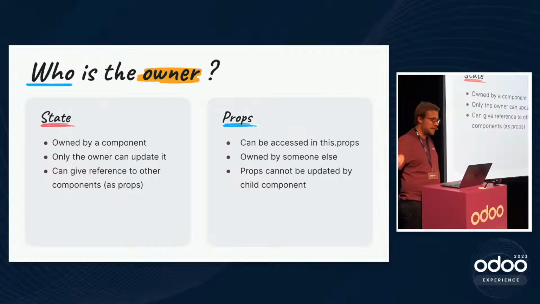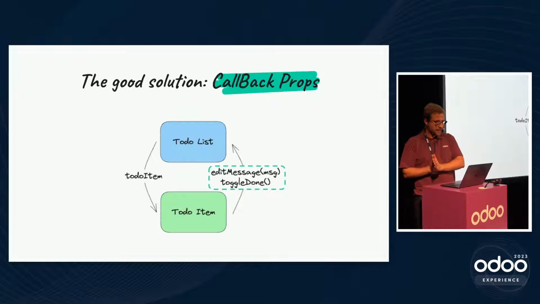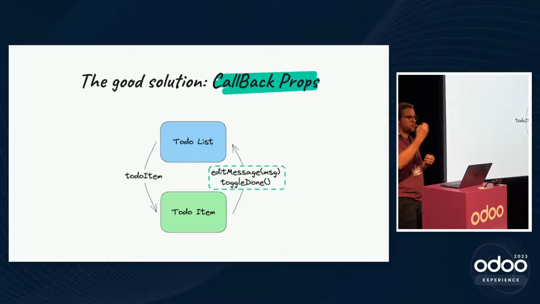And so the props, you can access it, you can read it. It will trigger a rendering if it's a reactive and you change it. But you can't update it. So now we need to find another solution to update the state of my parent. So I will introduce the callback props.